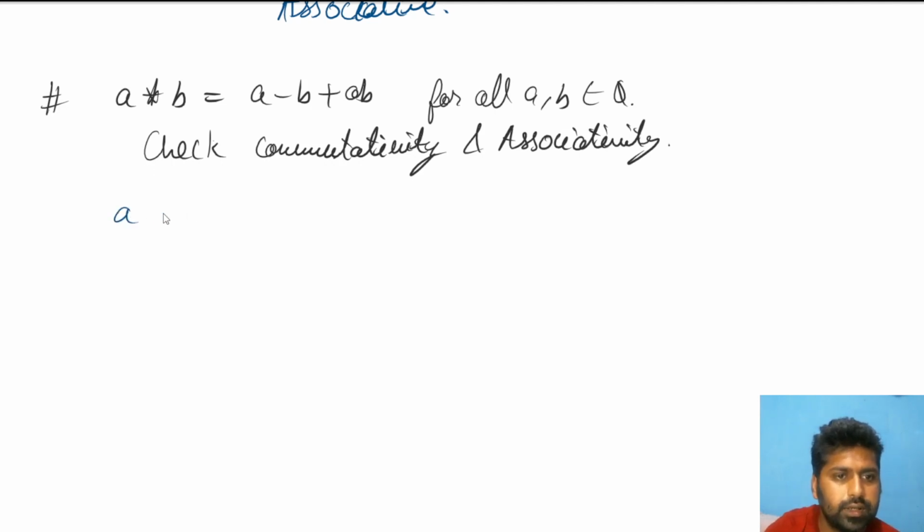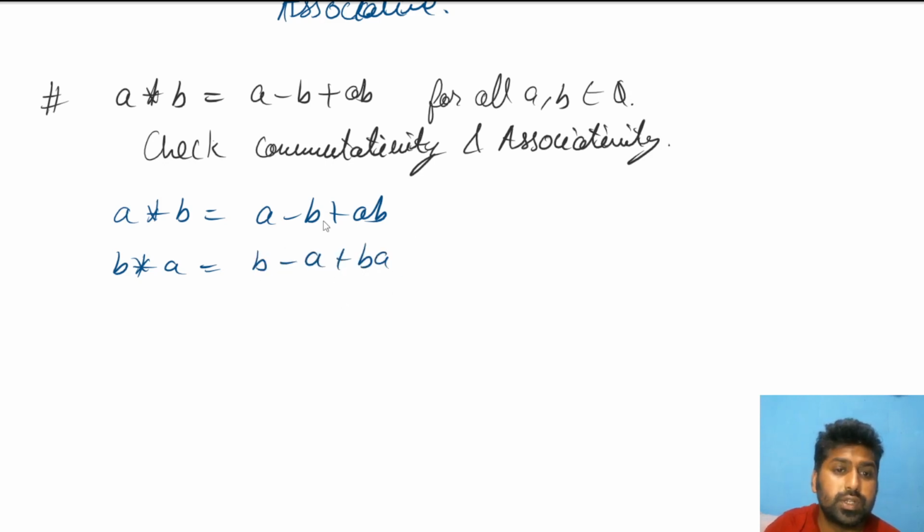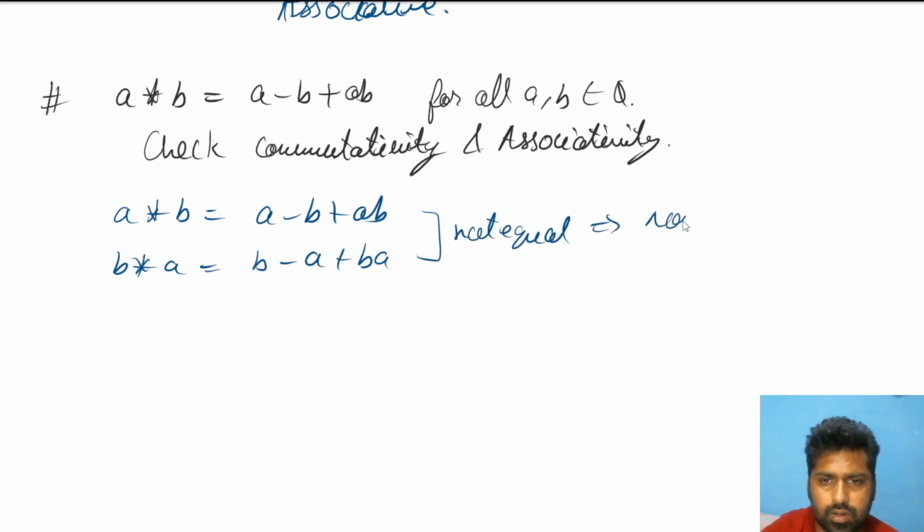So A star B is A minus B plus AB, whereas B star A, now change the order, replace A and B, so B minus A plus BA. So you can see they are not equal, which implies not commutative.